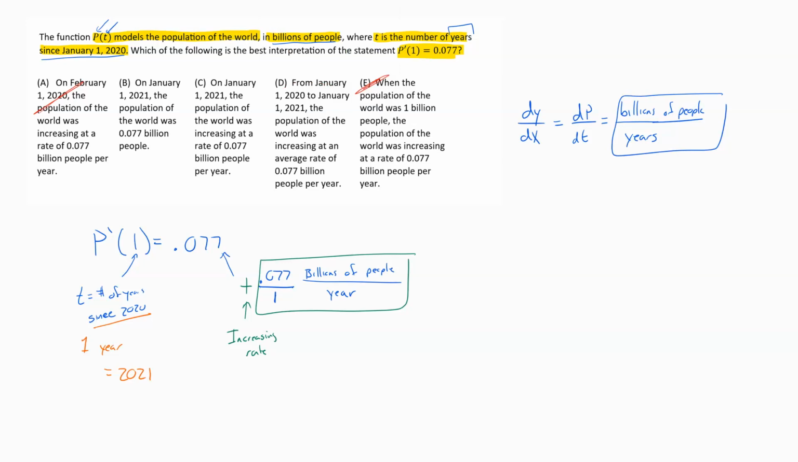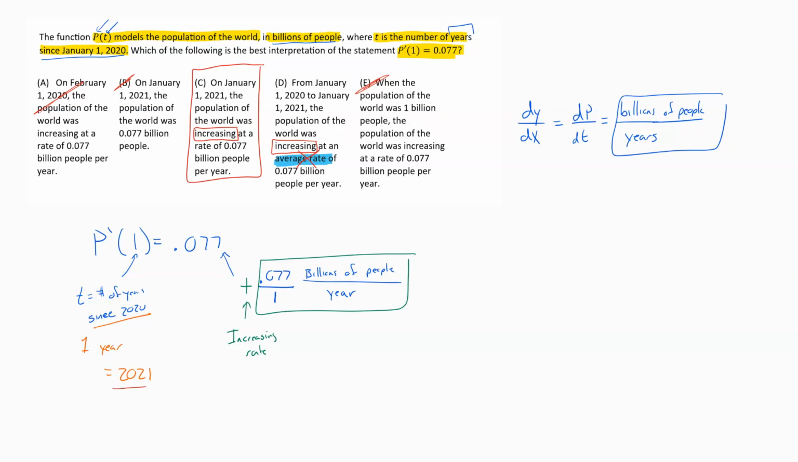B here is just talking about the population in general, so that's not a rate. C is talking about increasing, and then here we talk about increasing as well. The difference now becomes really between C and D. C is talking to us almost exactly what we want. D adds in this word average rate. We don't want an average. This isn't what we're finding out here. A derivative is not giving us the average. It's giving us what's happening in that moment in time.